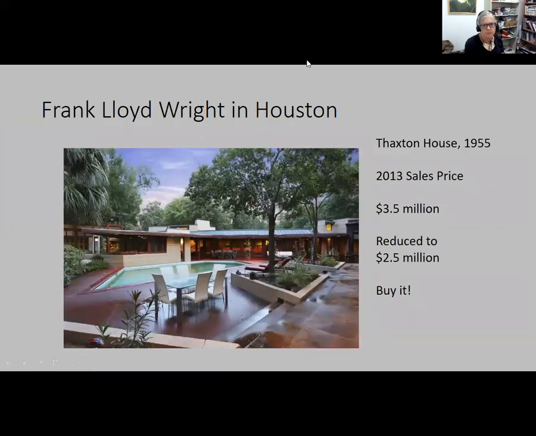There's one house in Houston designed by Frank Lloyd Wright. If you want to buy it, it was 3.5 million. Now it's only 2.5 million.